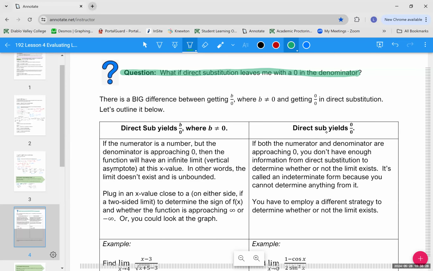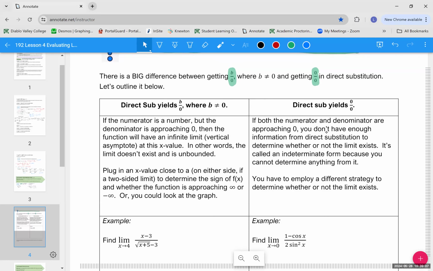But what if direct substitution leaves me with a 0 in the denominator? Okay, so I try to plug it in and it doesn't work. The first thing we have to talk about is there is a big difference between two different possible solutions. You can get b over 0, where b is not 0. That is one option. And the other option is you could end up getting 0 over 0. And these are very different. So it's really important that we start by looking at what's different about them.